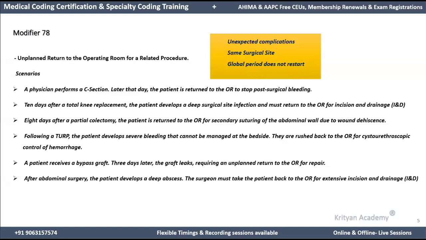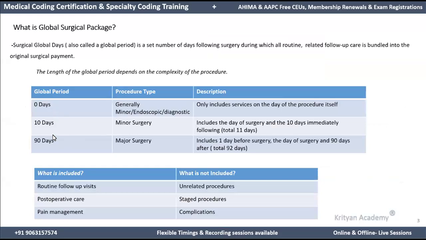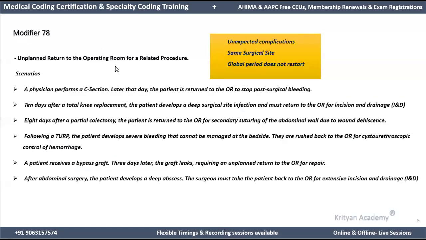The global periods are 0 days, 10 days, and 90 days. This is not applicable when you apply modifier 78, because this is a related procedure. For example, a physician performs a C-section, a cesarean section, which we imagine has a 90 days global period. After a day, the patient returns to the operating room for post-surgical bleeding, a hemorrhage. For this they did surgery again. This is related to the original surgery, at the same surgical site, so a new global period is not applicable, and the procedure is to stop the post-surgical bleeding.